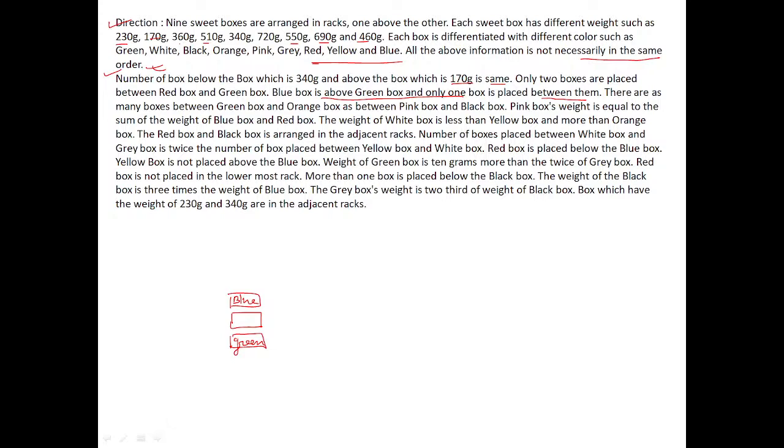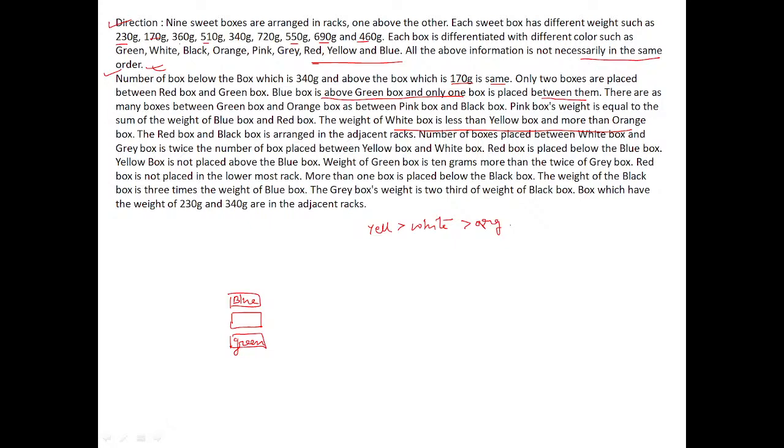There are as many boxes between green and orange box as between pink and black box. Leave it here. Pink box weight is equal to the sum of the weight of blue and red box. Leave it. The weight of the white box is less than yellow box and more than orange box. Okay, this is specific information which can be noted in a small notation like this: white box is less than yellow box in weight and greater than orange, right? The red box and black box are arranged in adjacent racks.